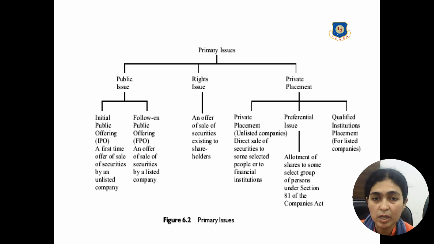Public issue is very common, even you people might be investing. So there are two bifurcations. One is known as IPO. IPO means the company is coming for the listing for the first time, issuing shares for the first time. If the same company is coming for an issue on the market a second time, then that is what is known as FPO, that is, follow-on public offering or further public offering.